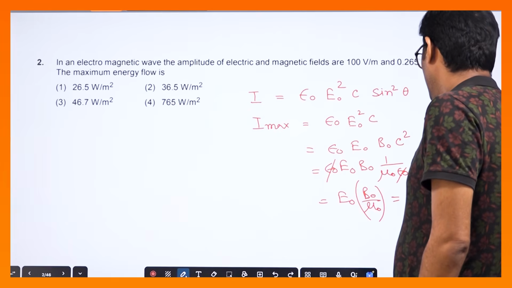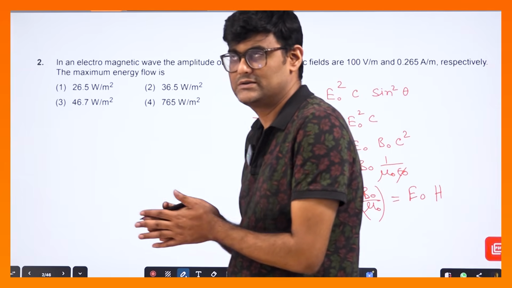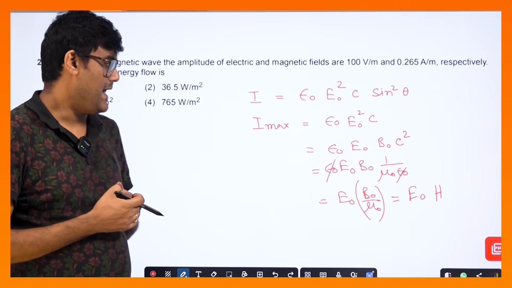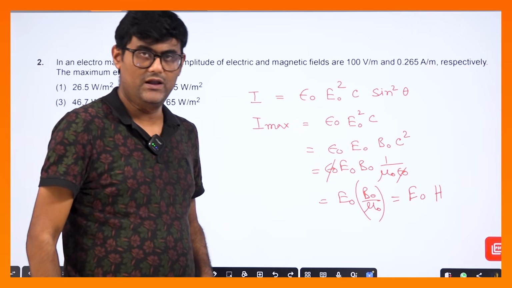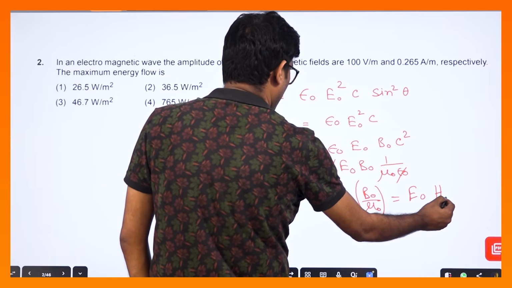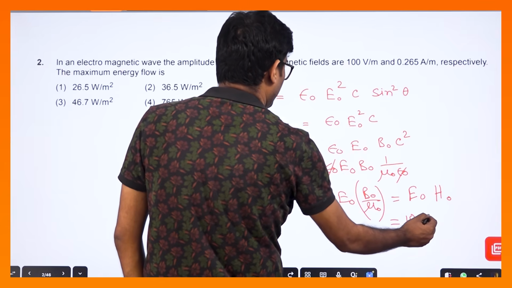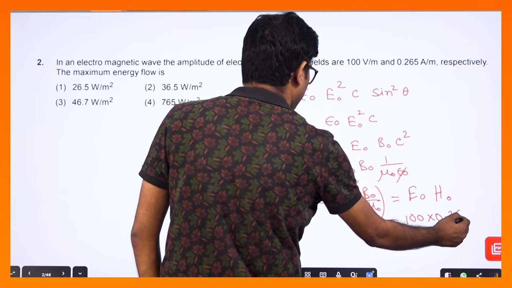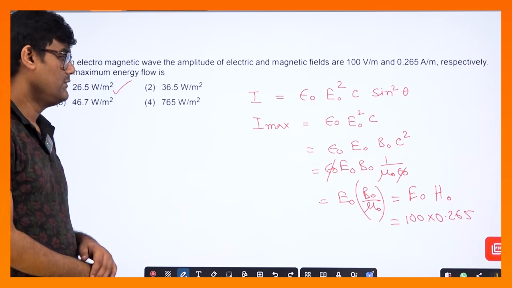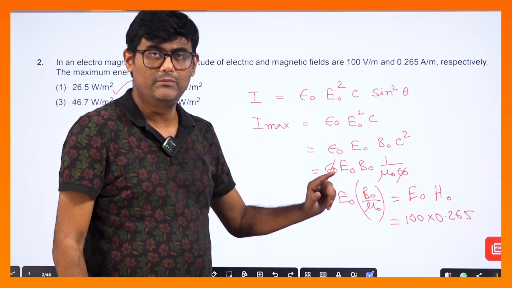In the question, the value of magnetic field, if you carefully observe, it is not in Tesla. The unit is given ampere per meter. So this ampere per meter actually represents the value H here. So that is why I have converted it into H now, or H naught you can say. So E naught into H naught, you multiply, it is 100 into 0.265, that is your answer, right? 26.5 watt per meter square is the correct answer for this question. Okay, if it is Tesla, then I had to divide it by mu naught.